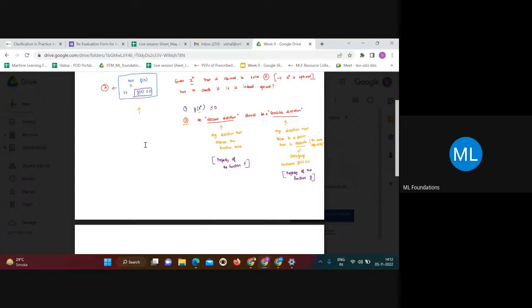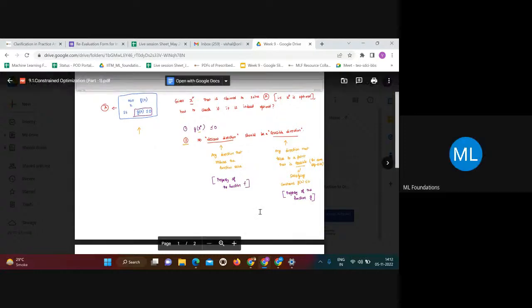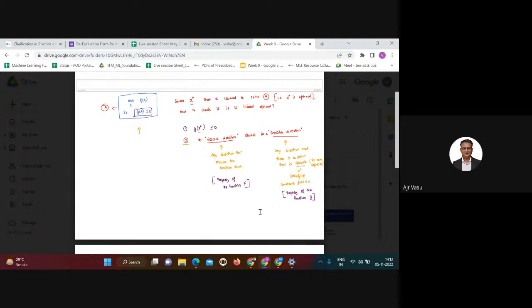Is that fine? Sir. Yeah. So if it happens that there is no descent direction, but there is a feasible direction, then what happens? If you already have a descent direction, it means you are able to find some point where the value is lesser, right? No, I'm saying there is no descent direction.